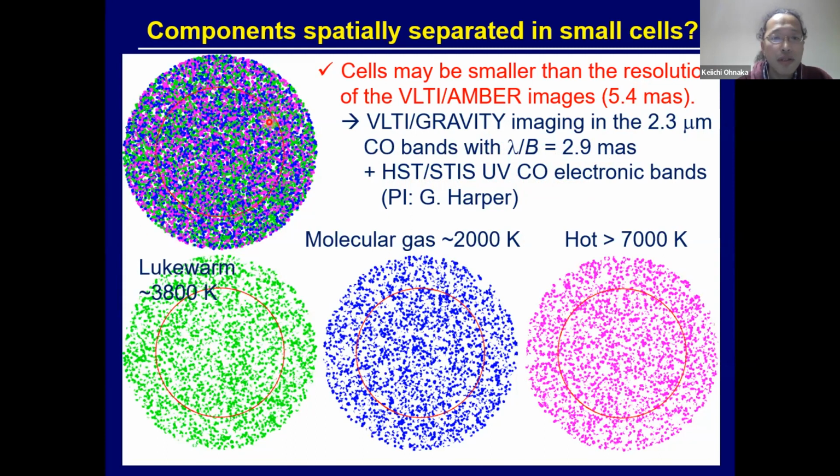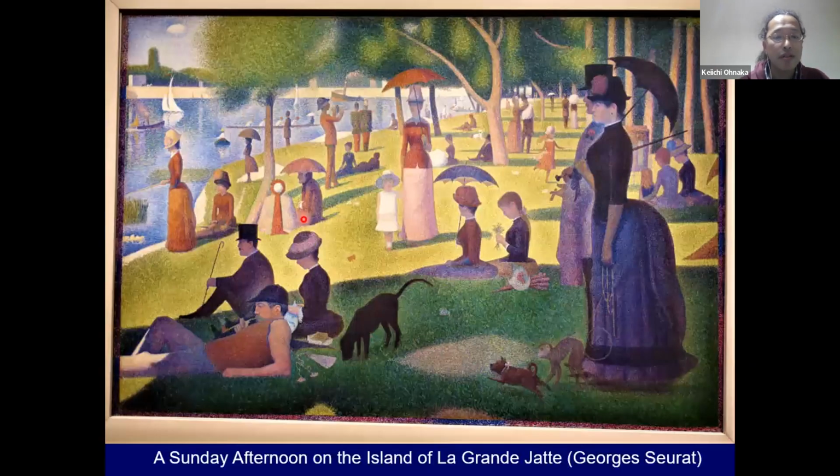So when I thought about this picture, I just remembered this famous pointillism painting by Georges Seurat. If you take a look, this is a tree, and if you take a closer look at this, at every position you can see points with different colors. So we hope that with the GRAVITY and the HST data, we may be able to prove or disprove this pointillism scenario for the outer atmosphere of the supergiants.